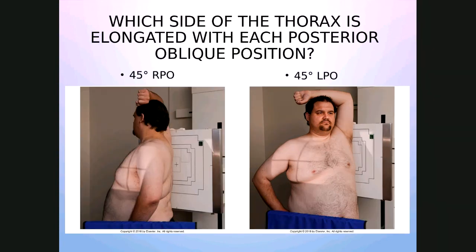So when we look at this particular one, they show you which side of the thorax is elongated with the oblique. In this 45-degree RPO, you can see that between the chest board and here, this is what measures from the middle of him to the chest board. This is where you have your 45-degree angulation. From there to there, on this particular image, this would be an RPO, so you're demonstrating the right lung. And on this 45-degree LPO, you would be demonstrating the left lung better.